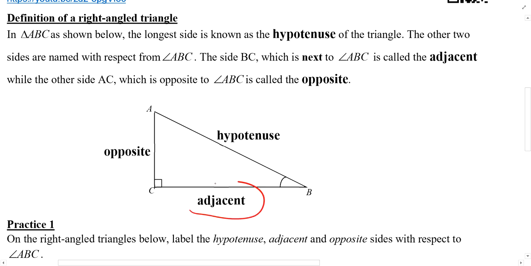Then we've got the word adjacent. Have you heard of this word before? Adjacent? When? Angles. Adjacent angles on a straight line, right? Okay, what about this word over here? Hypotenuse. Have we learned it already? Yes, it is the longer side of the right angle triangle.